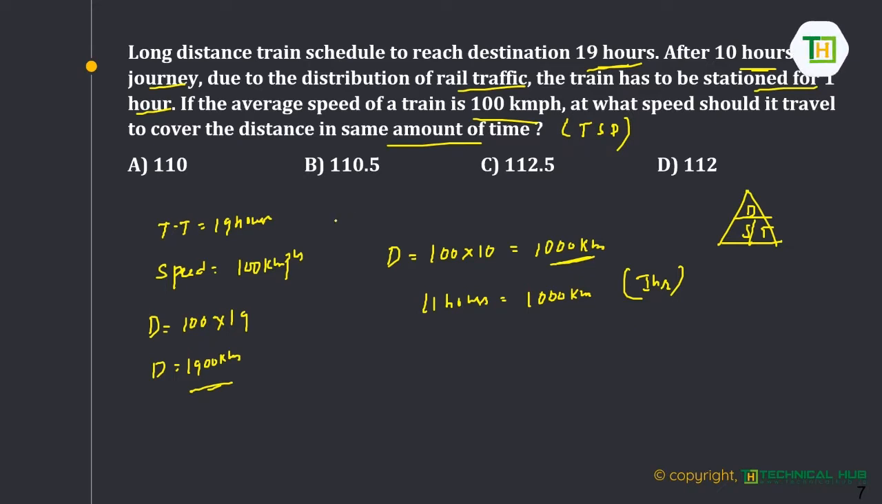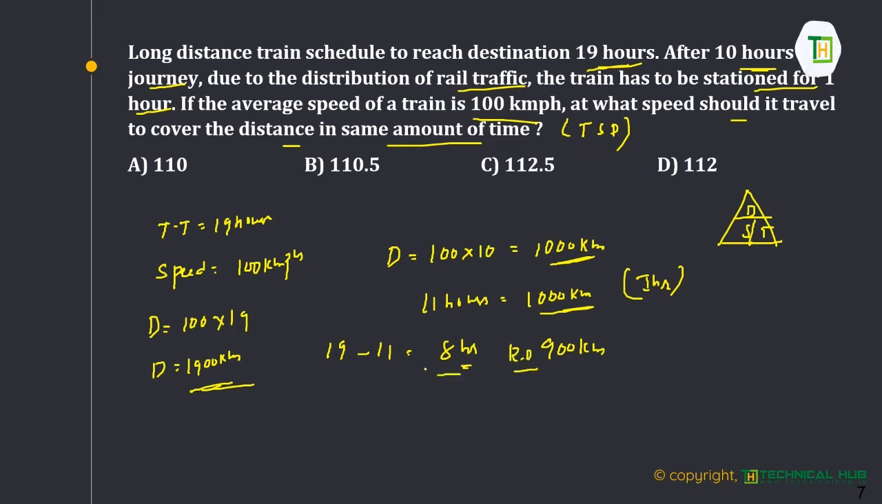So what is the remaining time? What is being asked here? What speed should it travel to cover the distance in the same amount of time? It means to cover the distance in 19 hours. So what speed is required? What is the total time here? 19 hours. Out of 19 hours, 11 hours are completed. It means 8 hours are left. And what is the distance left? The total is 1900 kilometers and after 11 hours, 1000 kilometers is completed. Then what is the remaining distance? 900 kilometers. So this is the remaining distance and the remaining time is 8 hours.